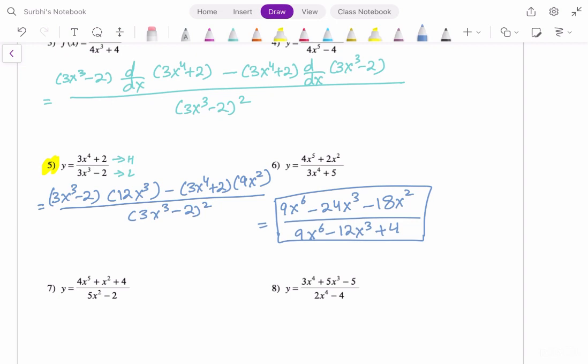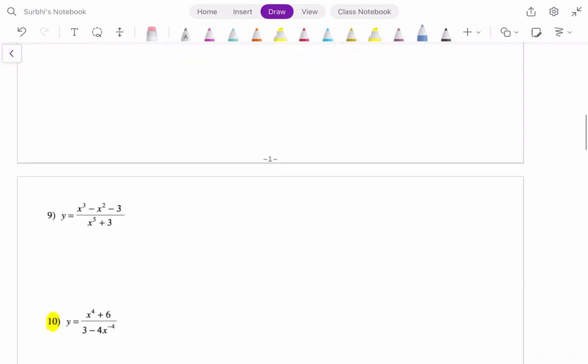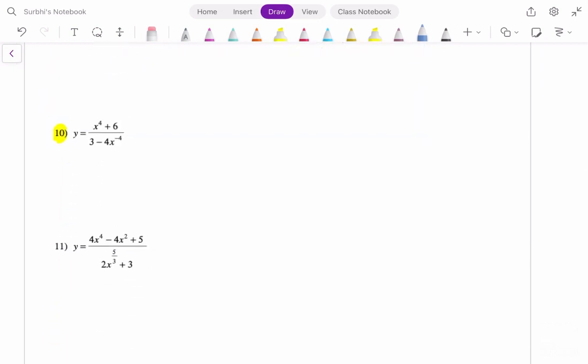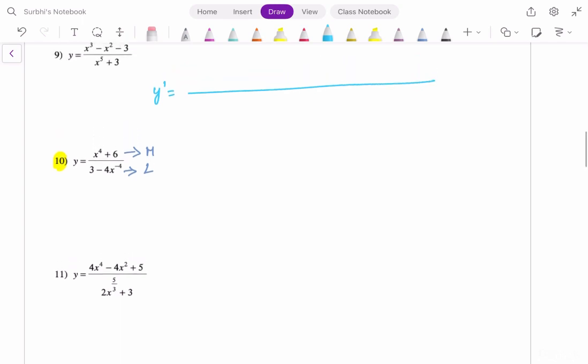After that, we will try another question, question number 10. If you look closely in question number 10, in the denominator, we have a negative exponent. So be careful when you are taking the derivative of negative exponent. Identify what is high, what is low, and remind yourself what is the rhythm. Low D high minus high D low, square the bottom and off you go.